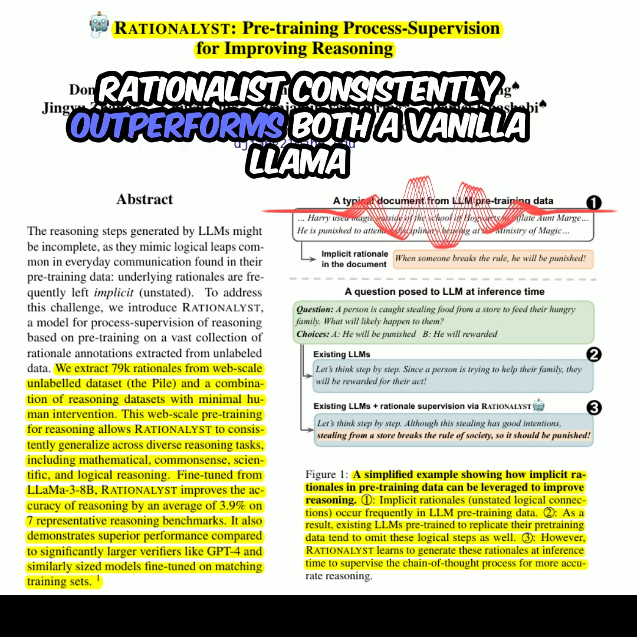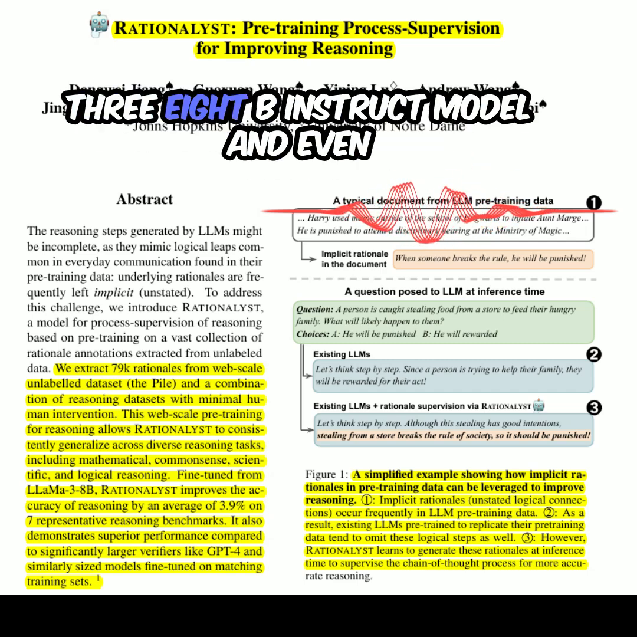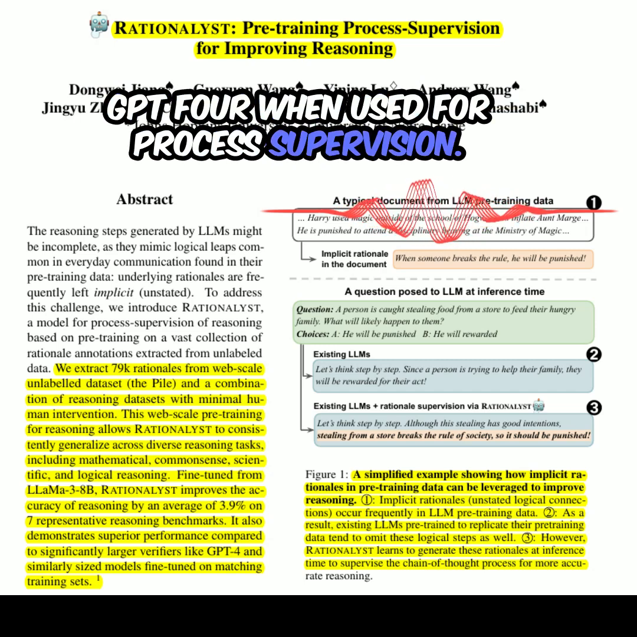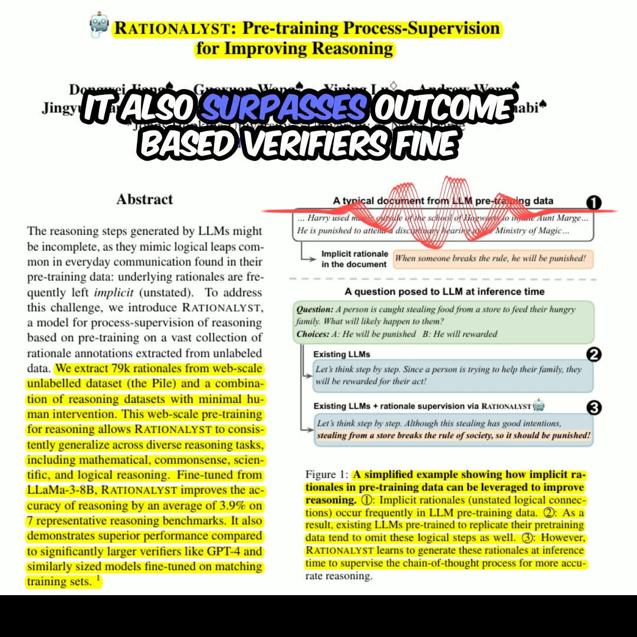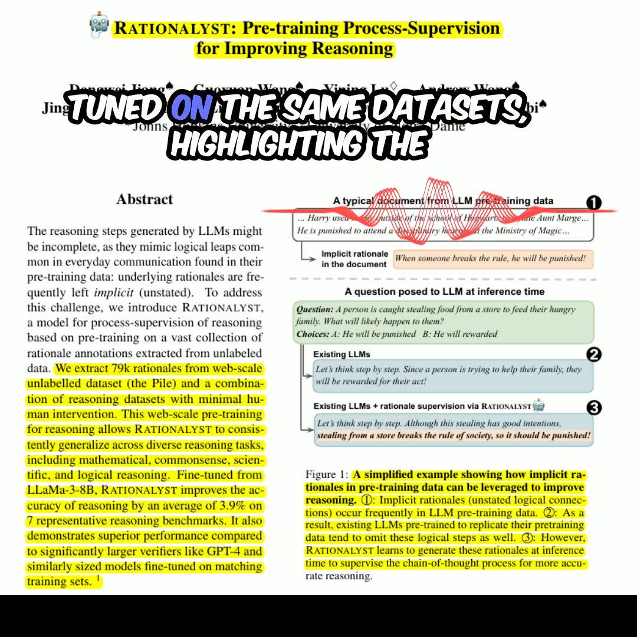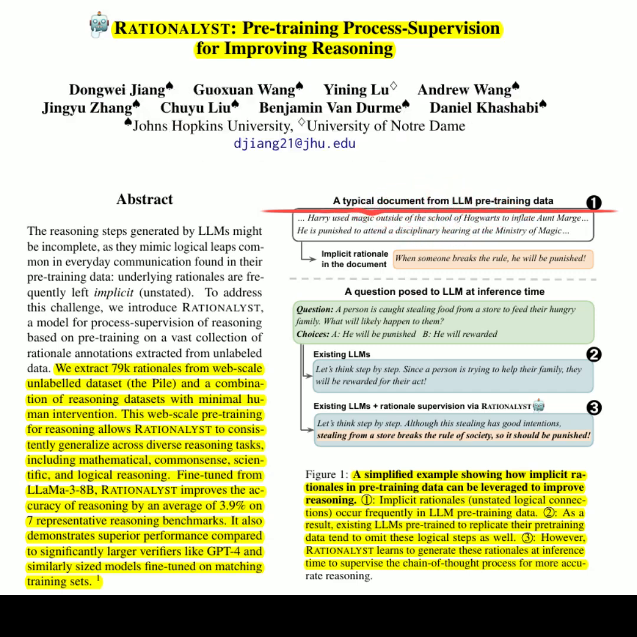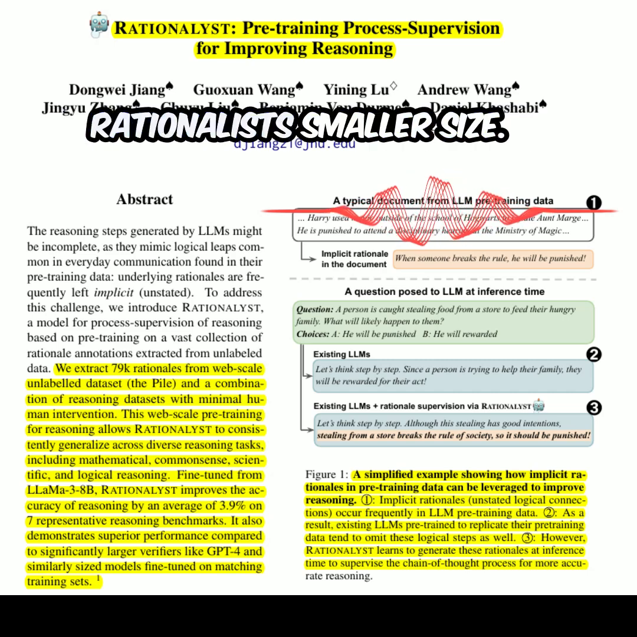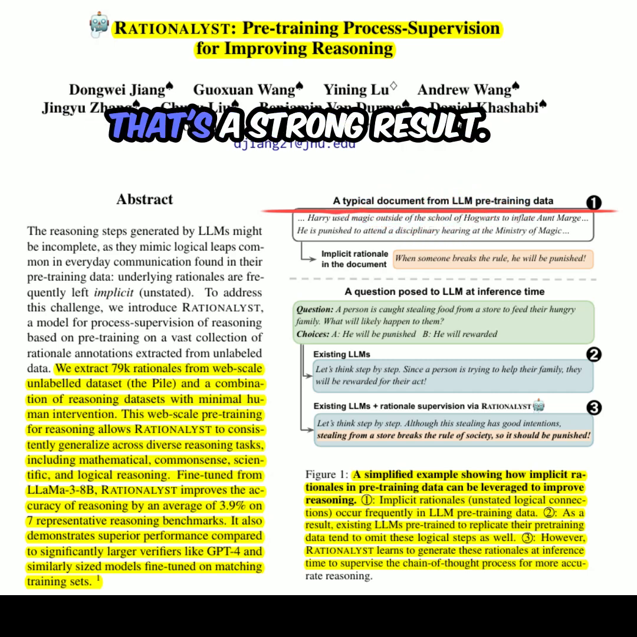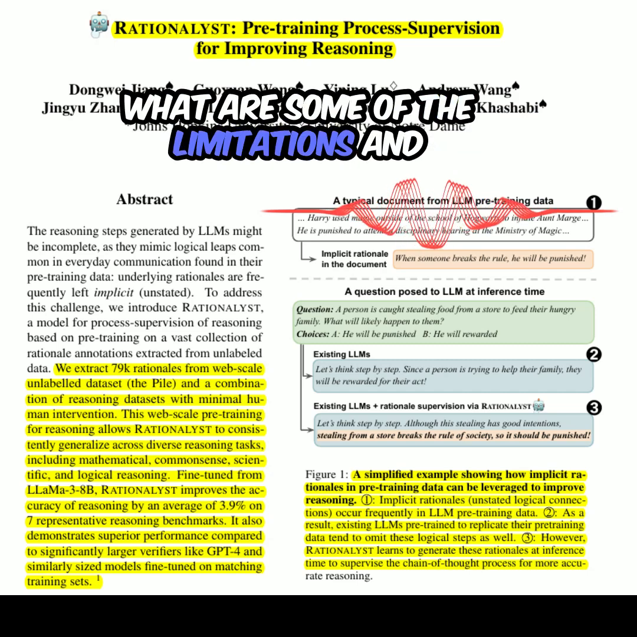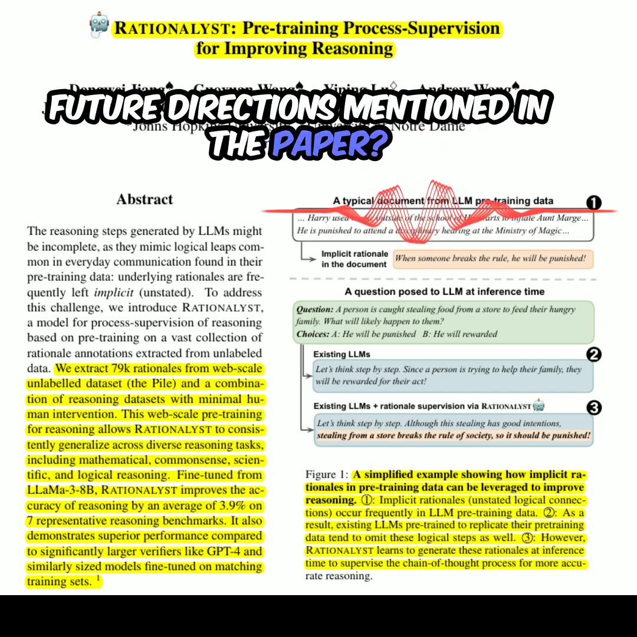Rationalist consistently outperforms both a vanilla Llama 3 8B Instruct model and even GPT-4 when used for process supervision. It also surpasses outcome-based verifiers fine-tuned on the same datasets, highlighting the benefits of process-level supervision. This is remarkable considering Rationalist's smaller size. That's a strong result. What are some of the limitations and future directions mentioned in the paper?